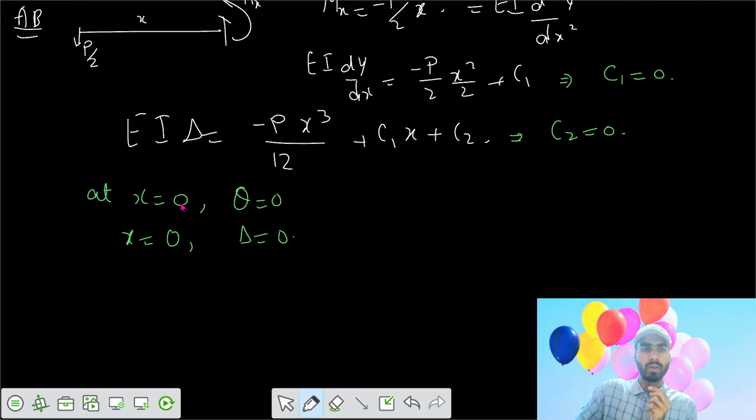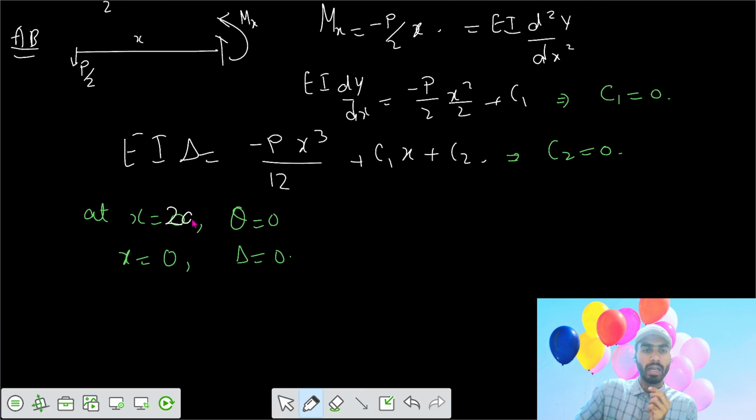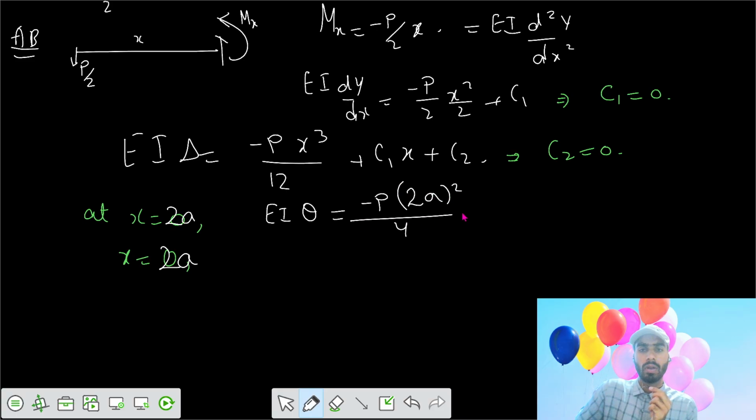If you want to calculate C1 and C2 at this point, we would write that at x equals 2a, the length was equal to 2a. At x equals 2a, we can write theta equals, we don't know the value of theta. We can write that EI theta equals minus P, the value of x was your 2a, that's 2a whole square by 4 plus C1.